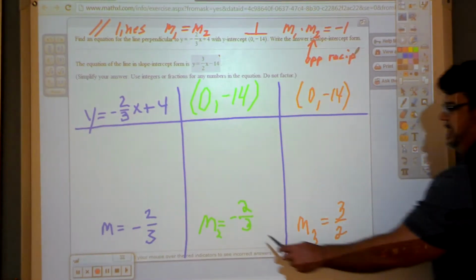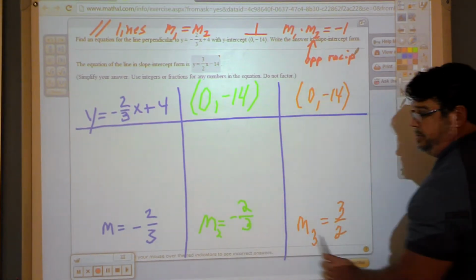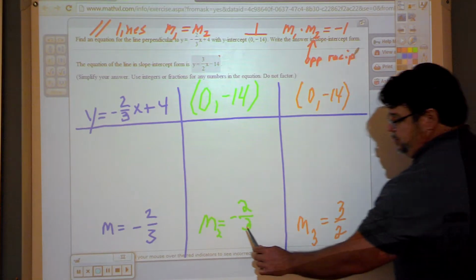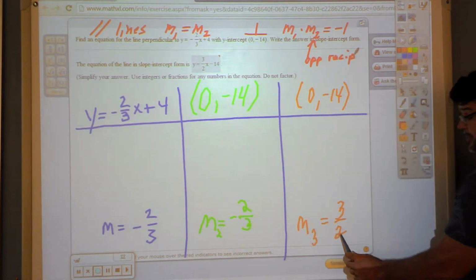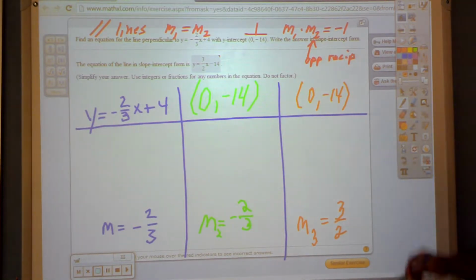So if this was negative 2/3, this is going to be 3/2. If this was positive 4, this would be negative 1/4. If this was negative 1/3, this would be positive 3. And now you just do what you've been taught.